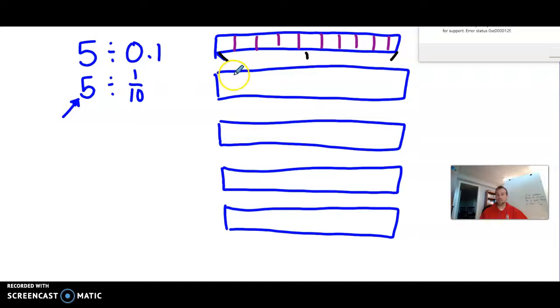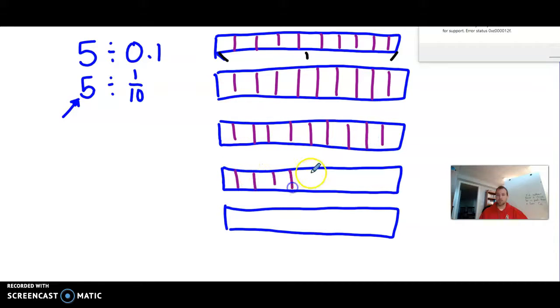So if you need to, pause the video, create that, and let's find out how many parts you have all together. There's 9 lines in each of the models, 1, 2, 3, 4, 5, 6, 7, 8, 9, and the same for the last one.